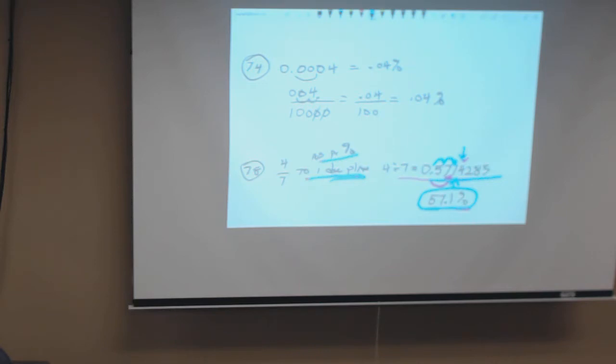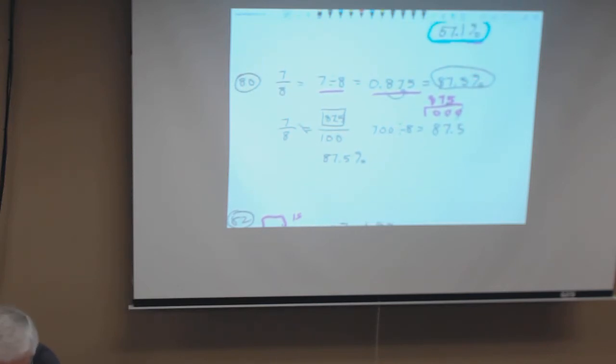So they want me to change it to a percent. Well, if I just change it to a percent, that would be 57.14285%. You follow me? But then they want me to 1 decimal place. So I want to go out this far. So do I leave it 57.1 or make it 57.2? And the 4 tells me I leave it at 57.1.